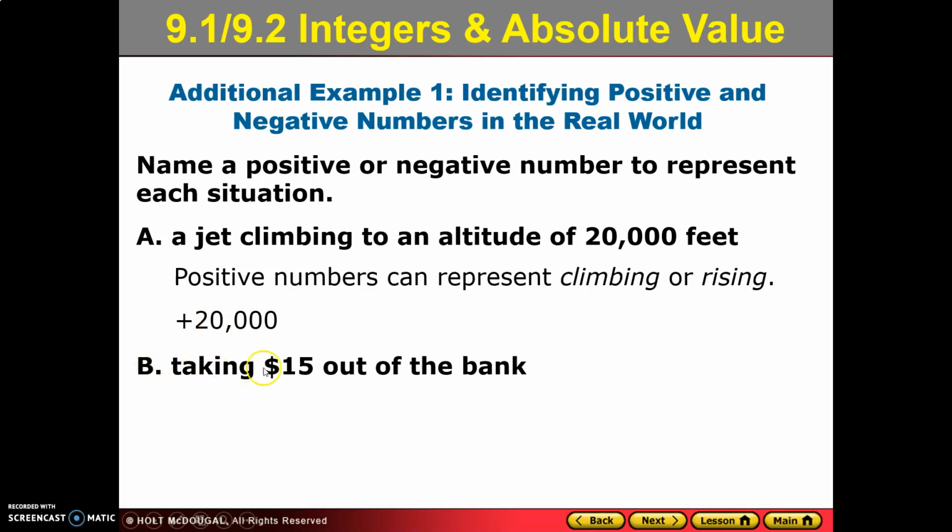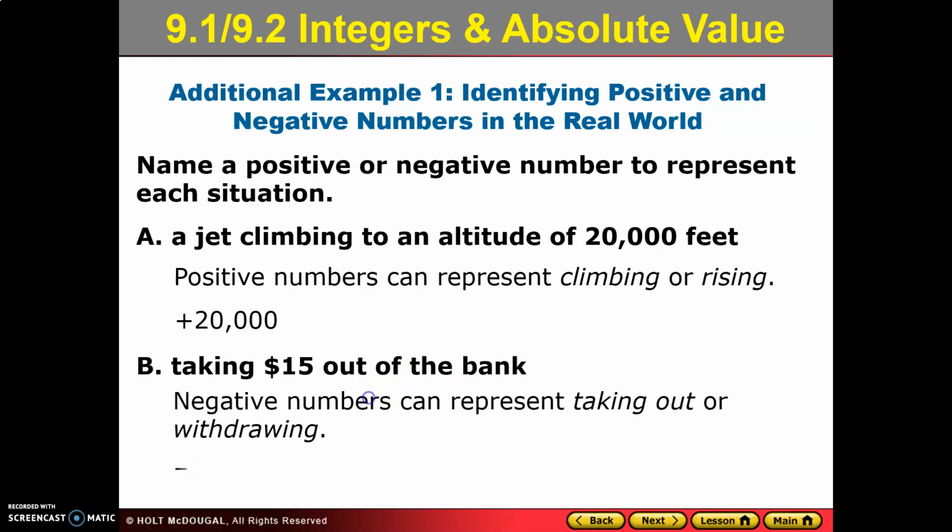All right, next example, taking $15 out of the bank. The bank is meant for you to have money saved. When you have money saved, that's a positive thing. When you take it out, it's a negative thing. So when you're removing or taking something away or decreasing, that's going to be a negative. We would represent that as a little negative sign in front of the number 15.